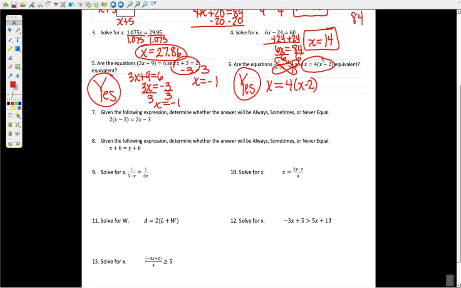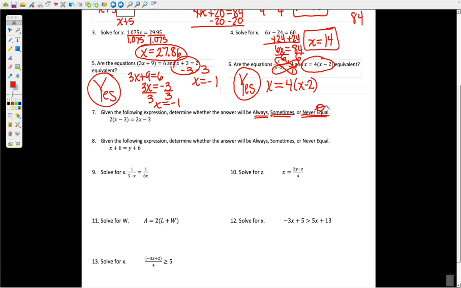But now there's scenarios of always, sometimes, or never. Always means you're going to get an answer where it's going to be like all real answers or infinite solutions because the values are going to be the exact same. Sometimes means you'll be able to get an answer for x at least one time. Never equal means it will never work. I don't care what you get for the value of x. You will never have a solution that works.